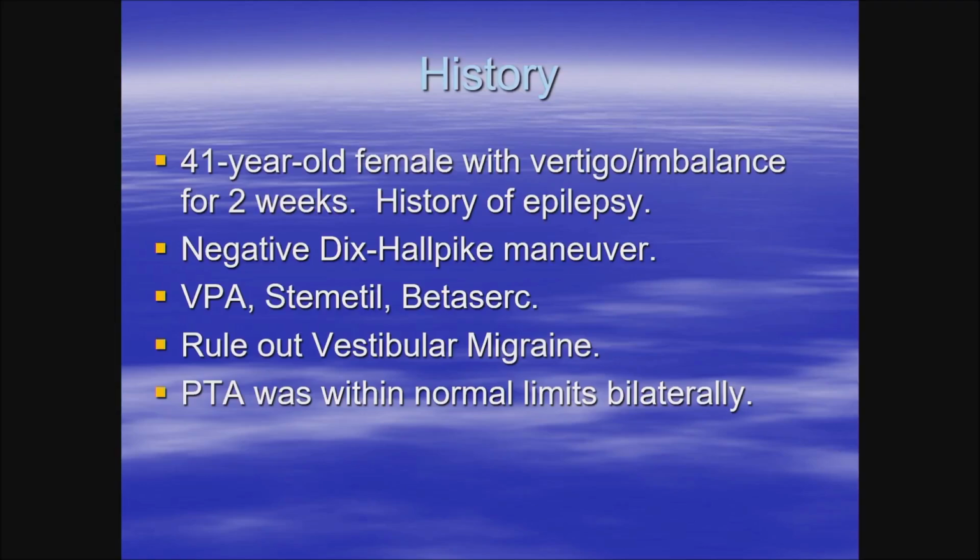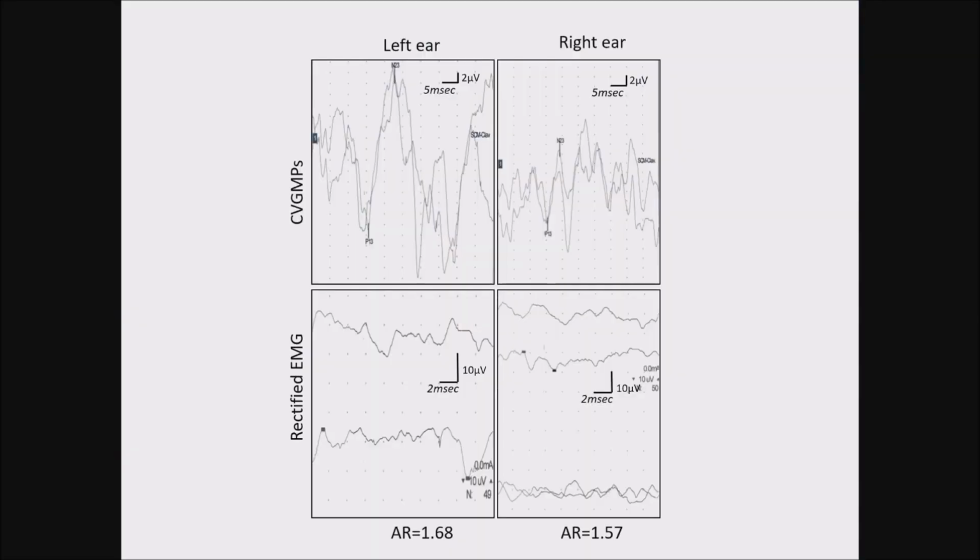She was negative for the Dix-Hallpike maneuver. She was tested to rule out vestibular migraine. Her pure tone audiometry examination was within normal limits bilaterally. So the audiometry appears to rule out Meniere's disease. And this is an example of a CVEMP examination.